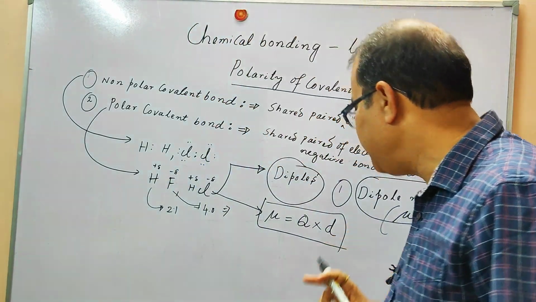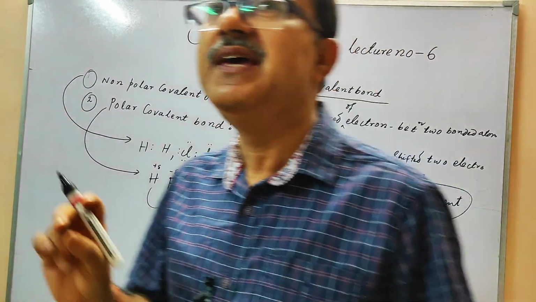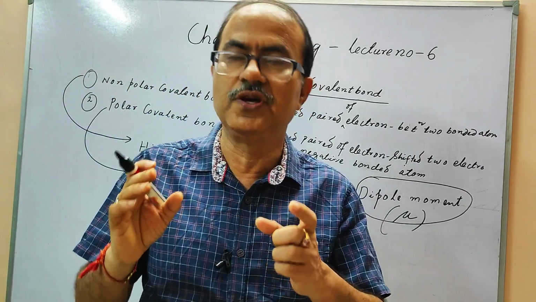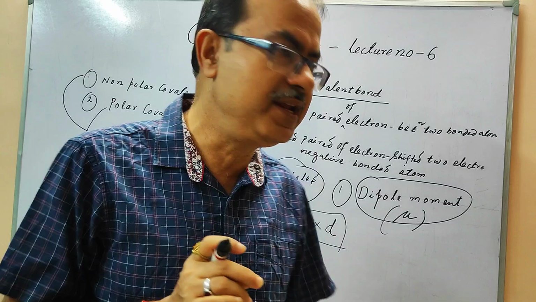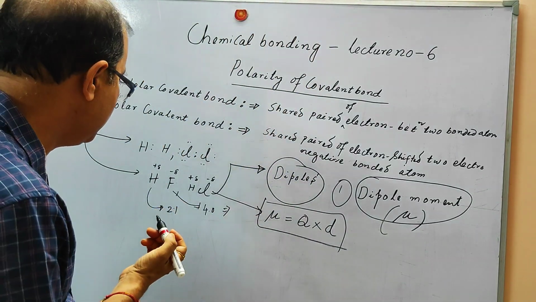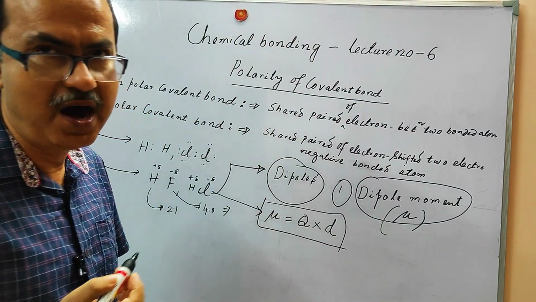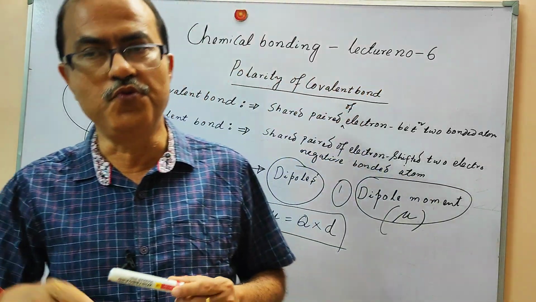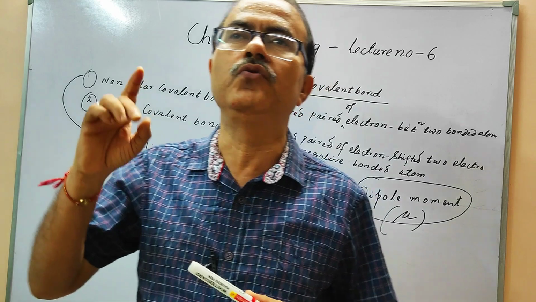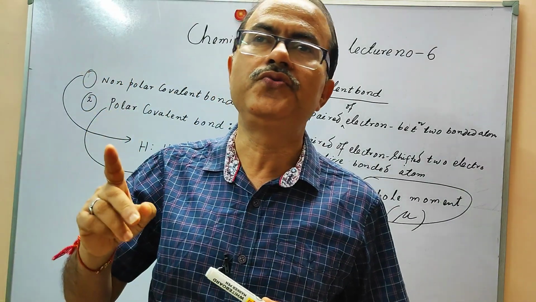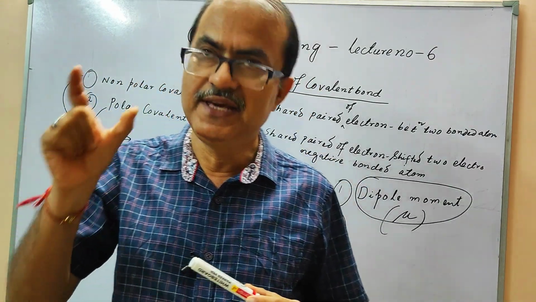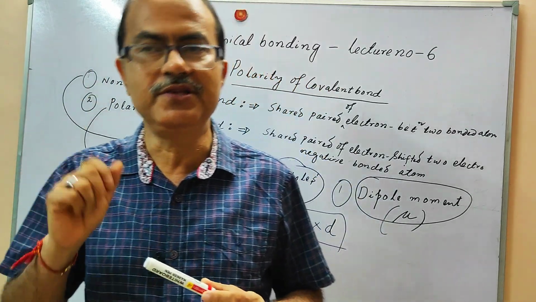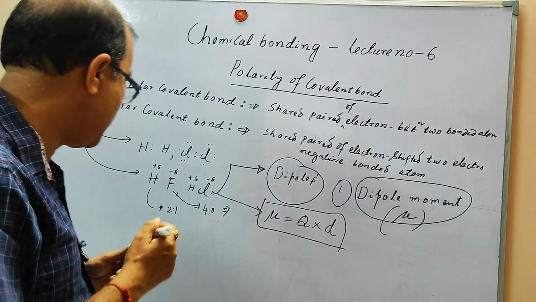And dipole moment, we will see, is a vector quantity. Vector quantity means it has both magnitude and a specific direction. And the specific direction, we will understand how it is denoted in the Lewis structure. You have to put a crossed arrow in the Lewis structure, and that will represent the dipole moment in the molecules. That is the way to represent the dipole moments in the molecules, by the crossed arrow.